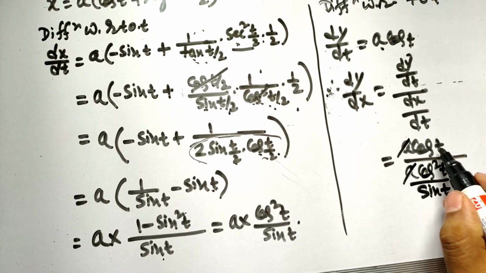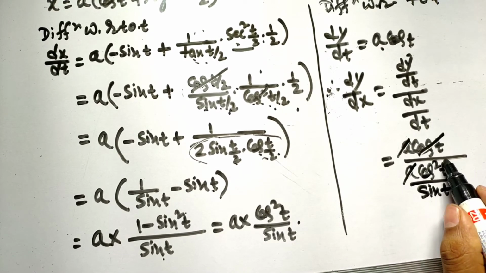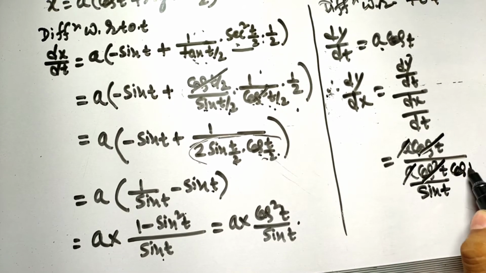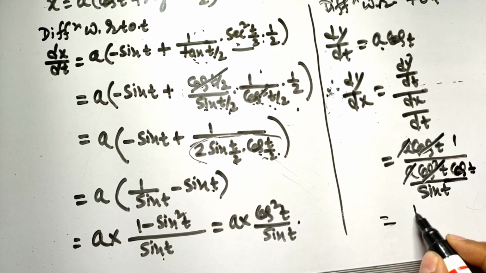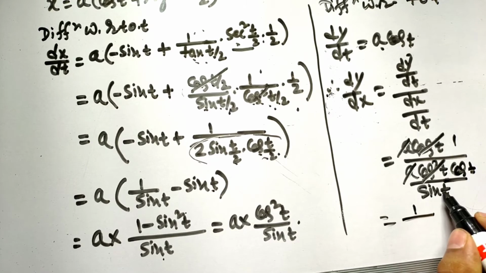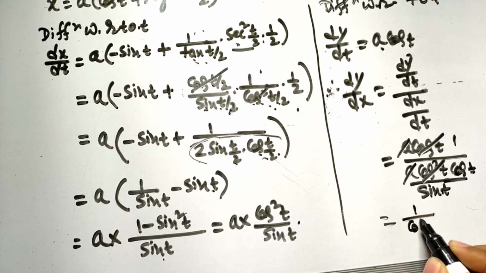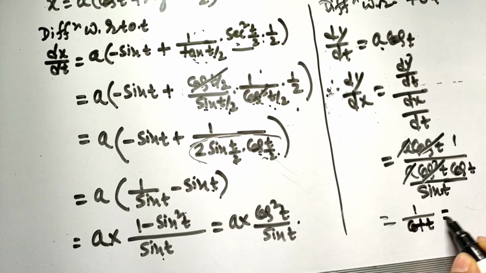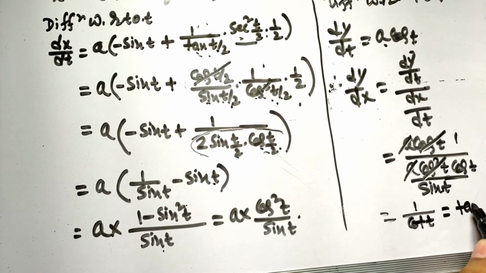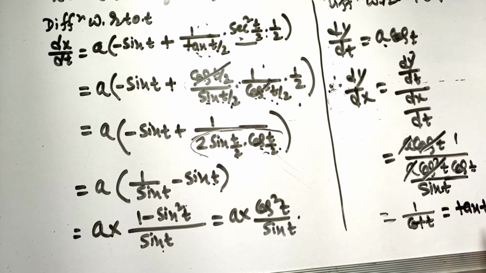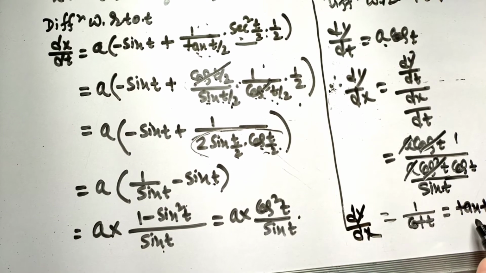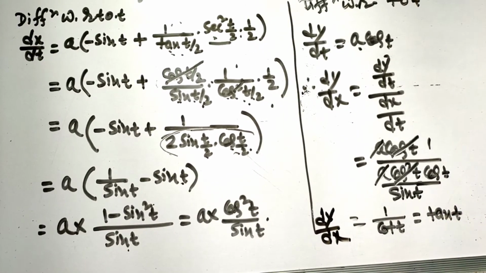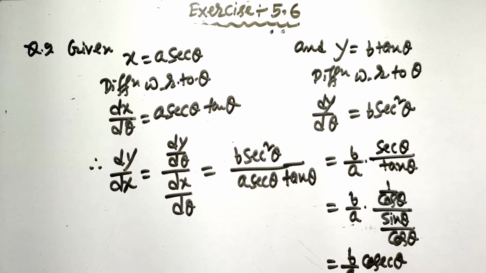a cancels, and cos t and cos square t will vanish with this. So cos t will remain, that is 1 divided by cos t by sin t, that is cot t. Okay, cos t by sin t is cot t. 1 divided by 1 by cot t is tan t. So this is the answer of question number 8. So dy/dx value is tan t.